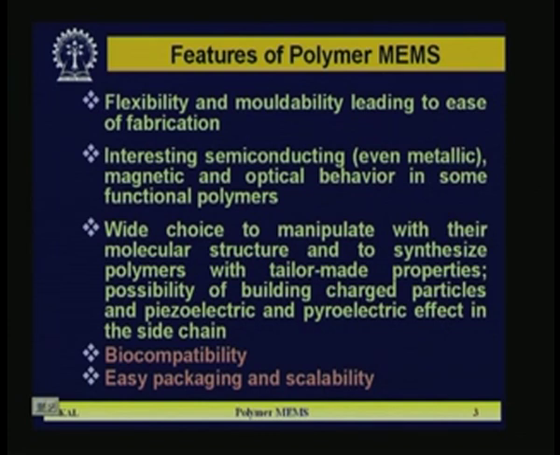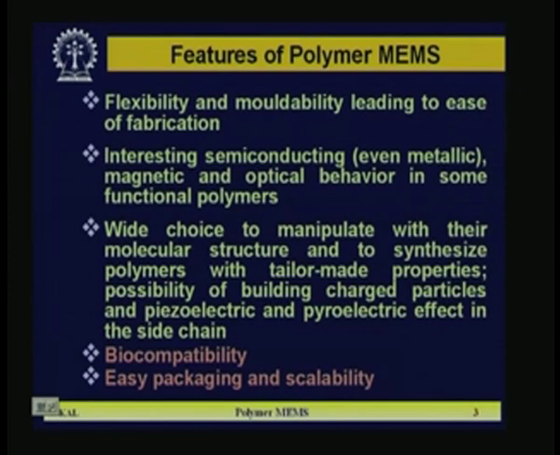The first positive point in case of polymer MEMS is its flexibility and moldability leading to ease of fabrication. Polymer is a highly flexible material, and you can mold it according to your requirement or design, which is not possible in silicon, because silicon is a single crystal material. It has certain crystallographic axes. If you do micromachining, you will get the structure as per the crystallographic planes. Some planes will be etched, some will not. So, if you want any regular curved surface, it is not possible in silicon. Some bending is not possible in silicon. Smooth bending flexibility is not available in silicon, which is there in polymer. So, that is one advantage.